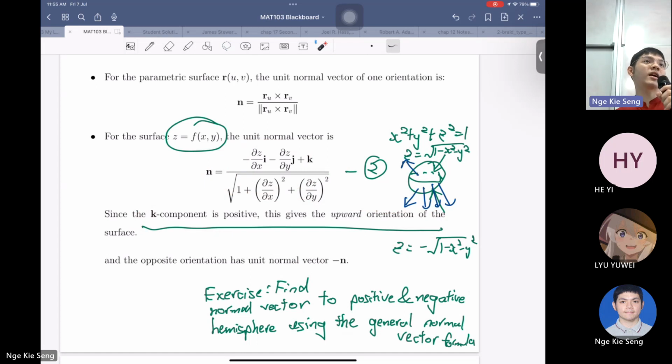I guess you can't imagine what I say here. Since k is positive, this gives an outward orientation. So I invite you to do the computation. Check this. See the k component is positive, and then it is really outward for the positive and negative hemisphere.